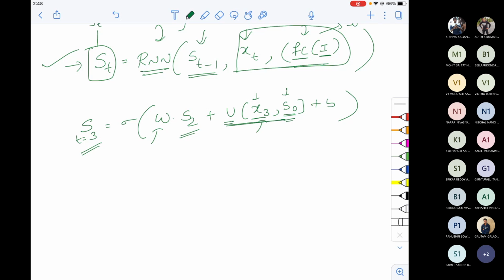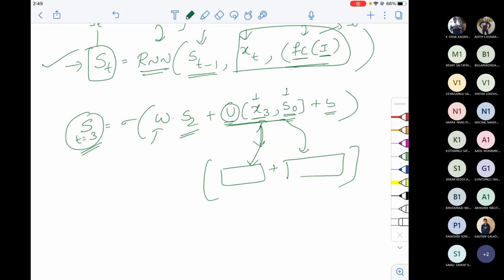So when you have different sized matrix or vector representations, what people do is take X3 in vector form and S0 in vector form, and they just add both irrespective of the size. The rest of the things will be converted into sparse representations and then added. Whatever the final representation after adding, that would be multiplied with U, and the bias added, to finally get the state S3.